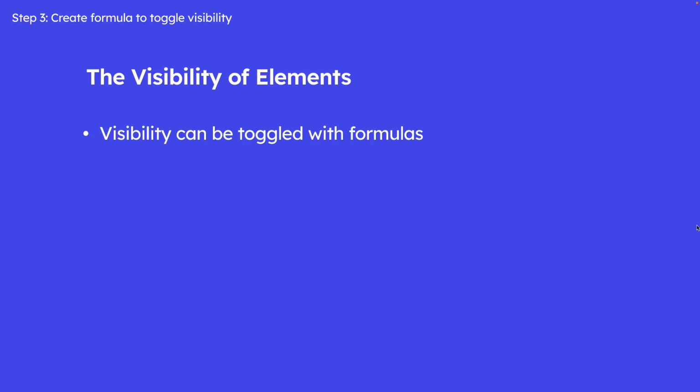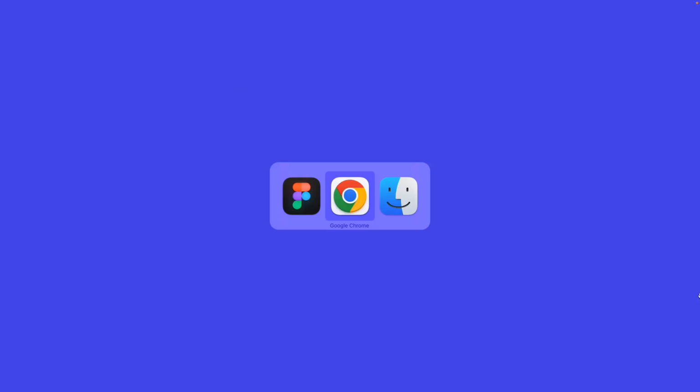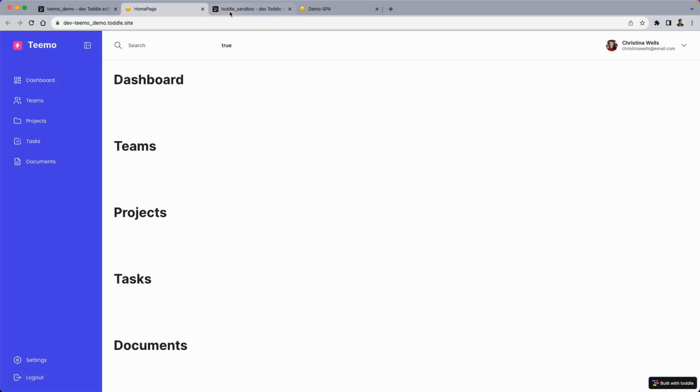Now in Toddle, the visibility of elements can be toggled using formulas. And actually using booleans is probably the simplest way to do this, so stating whether the value of something is true or false. And when a new element is added to the page, it is visible by default. So let's jump into the editor really quickly and see how this works.